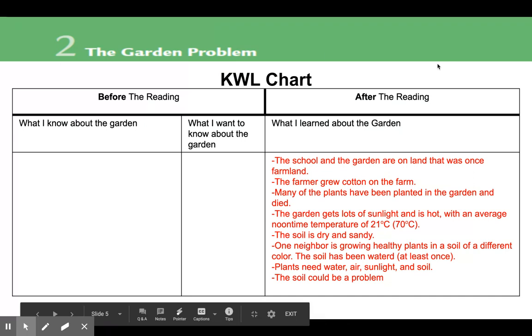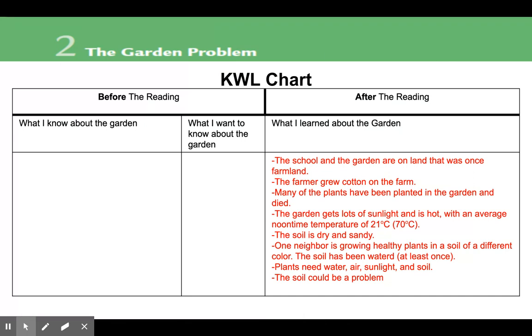Okay. So I don't want to type all of what you should have written down in what you know about the garden, what you want to know, especially what I want to know about the garden. A lot of that is your opinion. It's what you want to know. But I'll give you some ideas of what you should have had here.